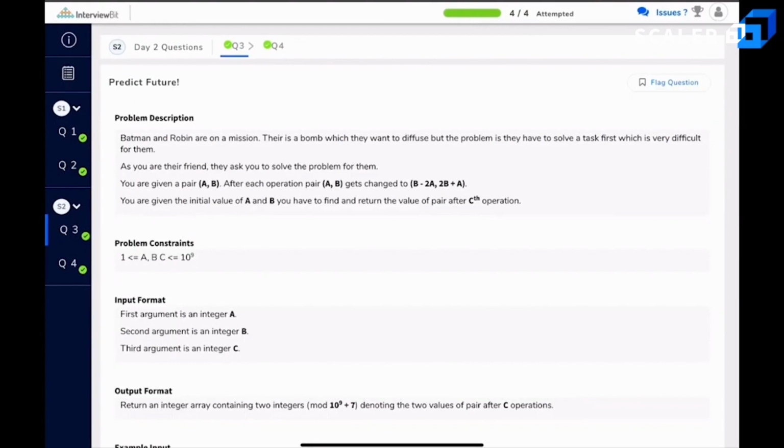So let's look at the easy problem first. Batman and Robin are on a mission. There is a bomb which they want to defuse, but the problem is they will have to solve a task first, which is very difficult for them. As you are their friend, they ask you to solve the problem for them.